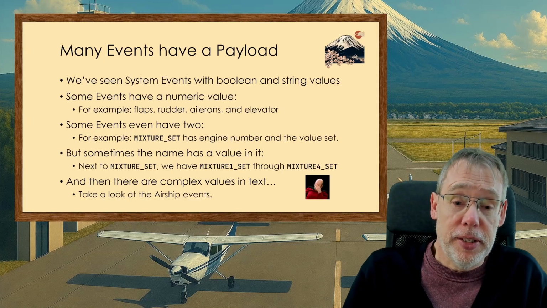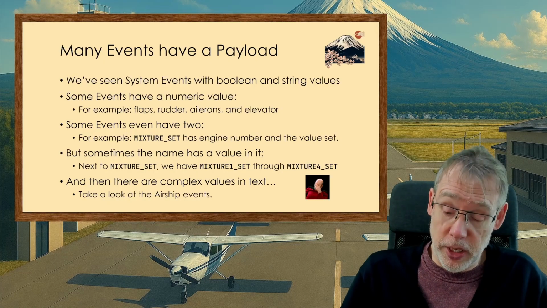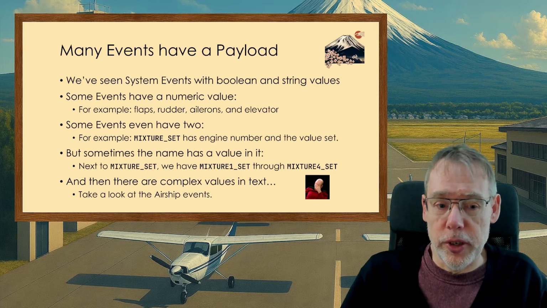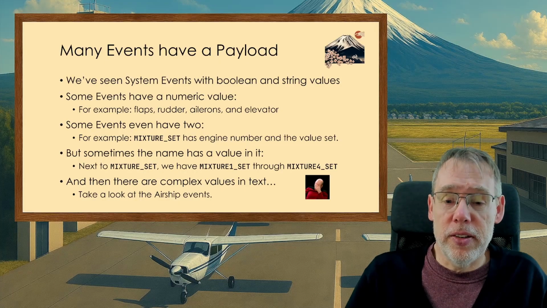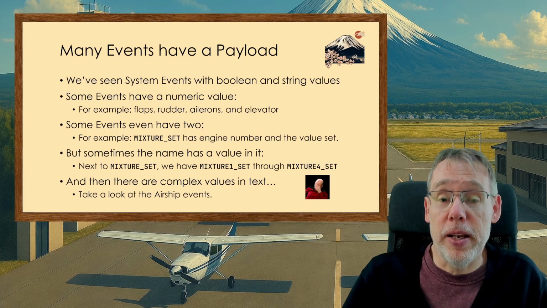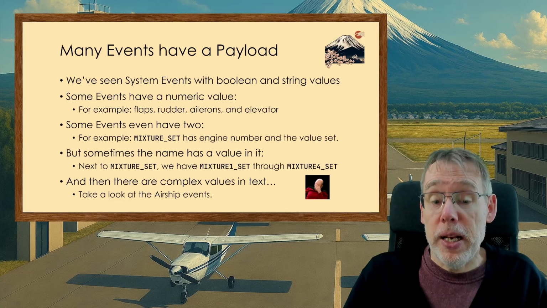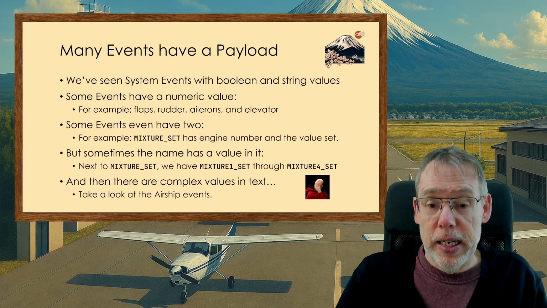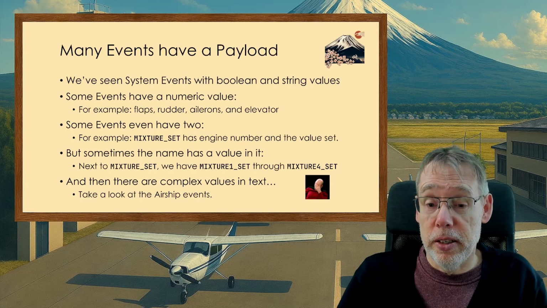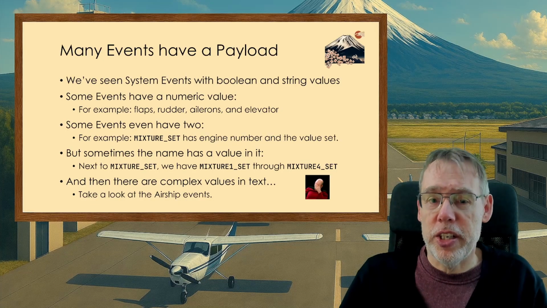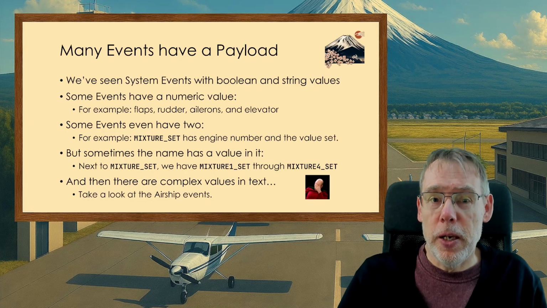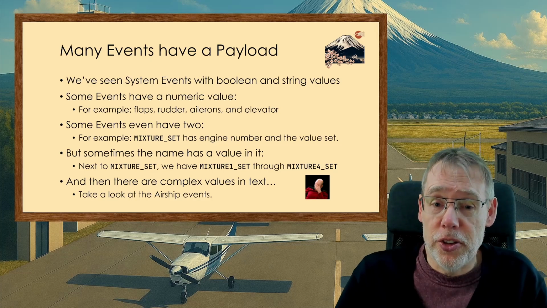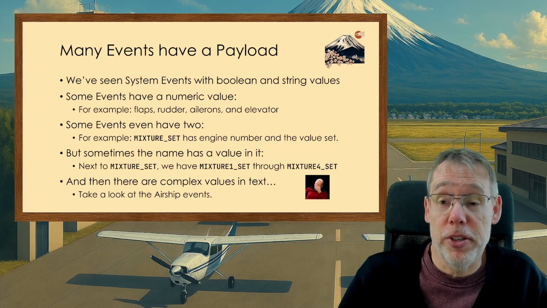And then there are complex values in text. If you take a look in the list of events and then look in the category for airship events, you will see that there are actually quite a lot of them, and they can have a string payload, and the payload actually is a structured value. And yes, this is something of a facepalm thing because this is a definite anti-pattern. I mean, it works, but then just make more complex events with data in them, I would say.